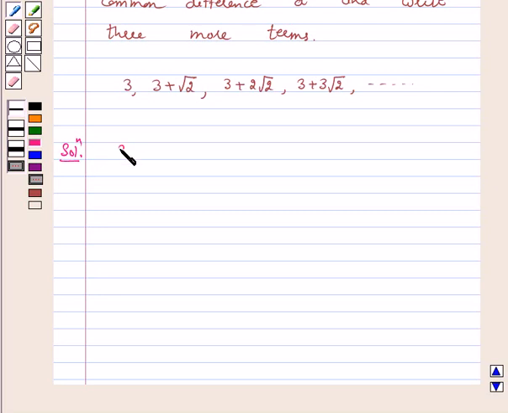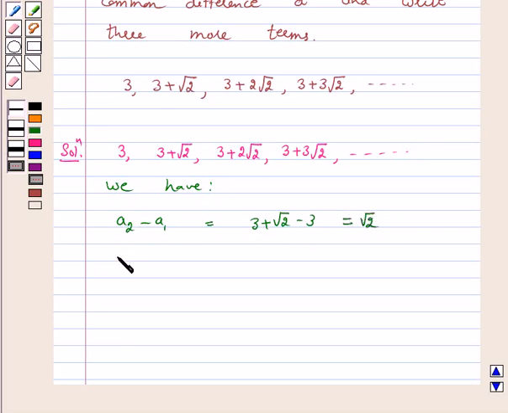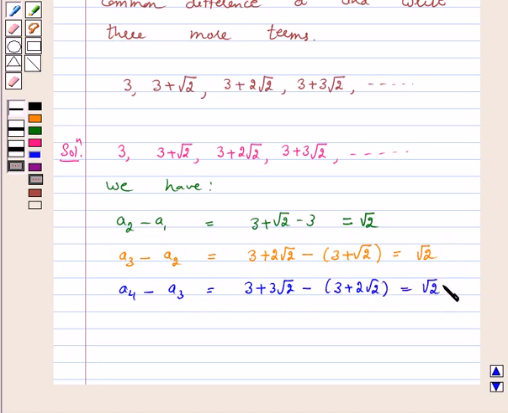Our given list of terms is 3, 3 plus root 2, 3 plus 2 root 2, 3 plus 3 root 2 and so on. We have A2 minus A1 is equal to 3 plus root 2 minus 3, which is equal to root 2. Now A3 minus A2 is 3 plus 2 root 2 minus (3 plus root 2), which is equal to root 2. Again, A4 minus A3 is equal to 3 plus 3 root 2 minus (3 plus 2 root 2), which is equal to root 2.